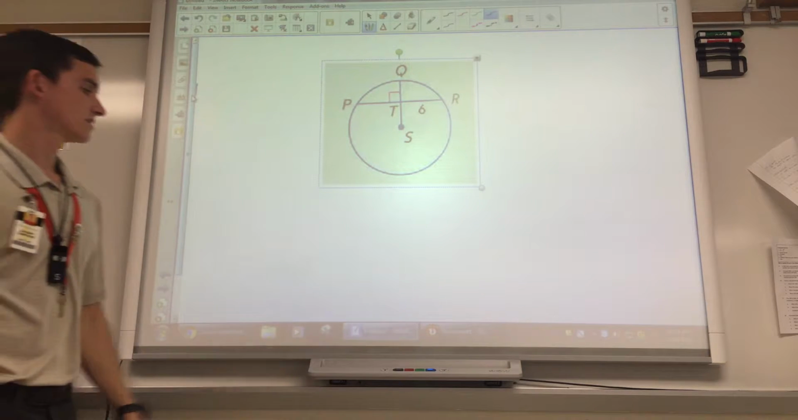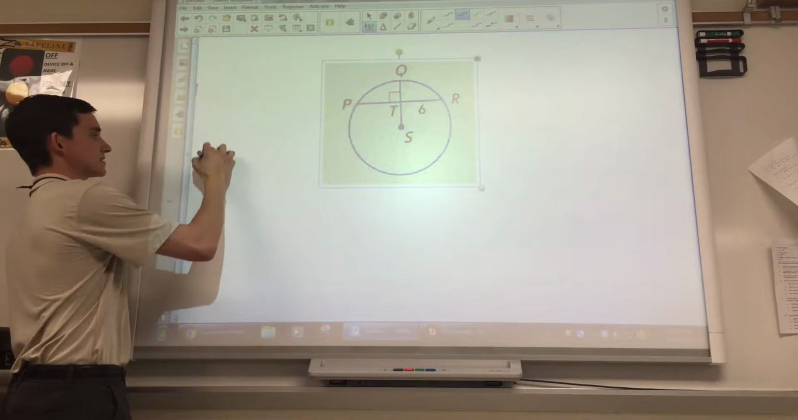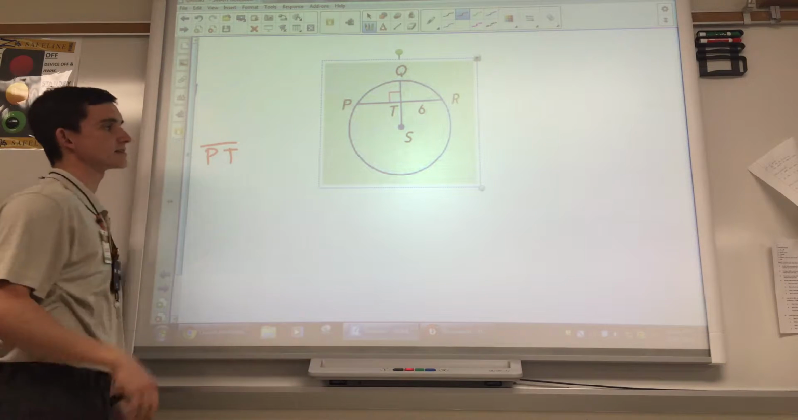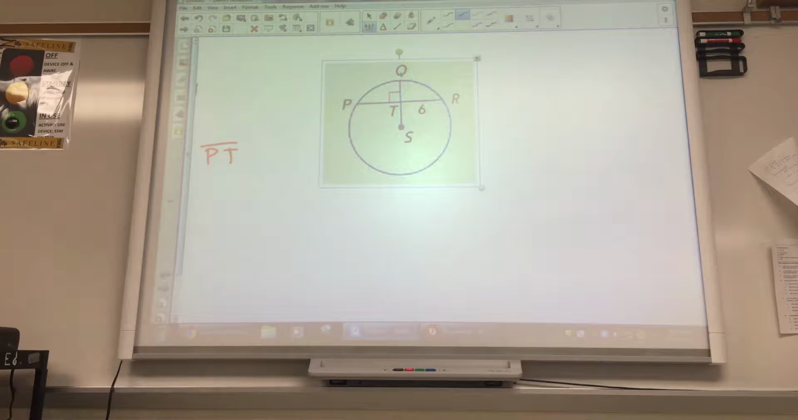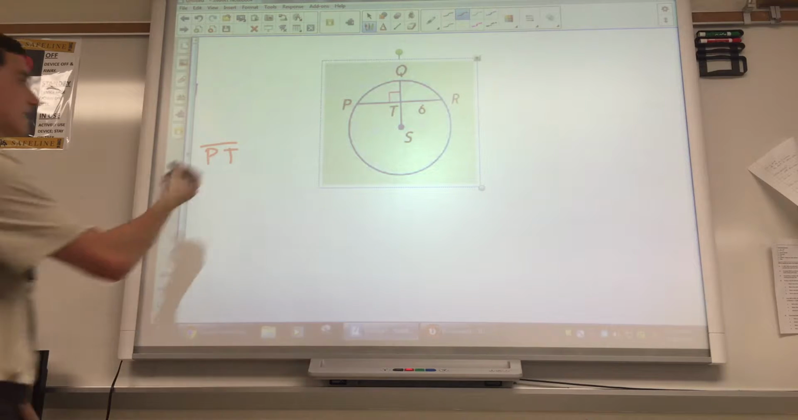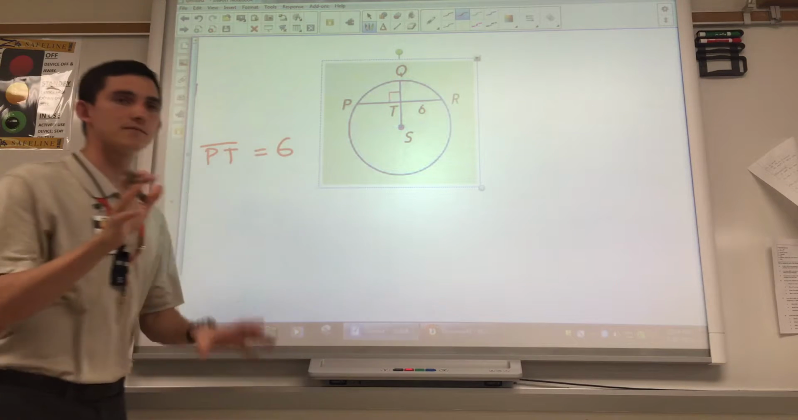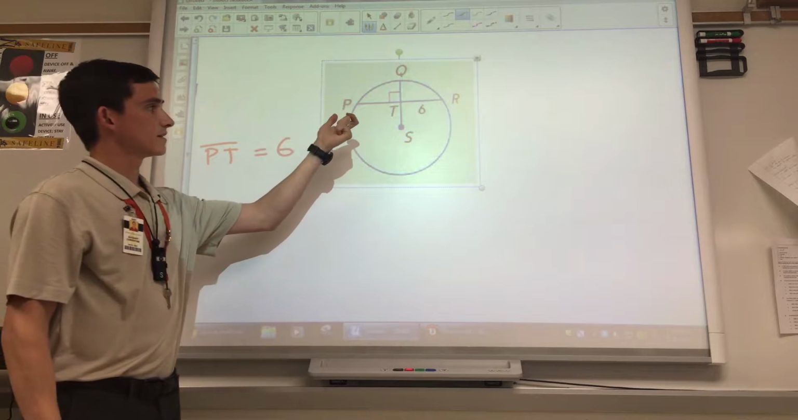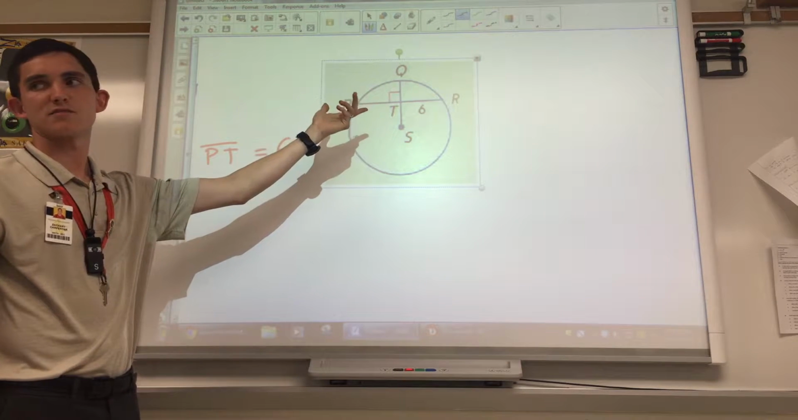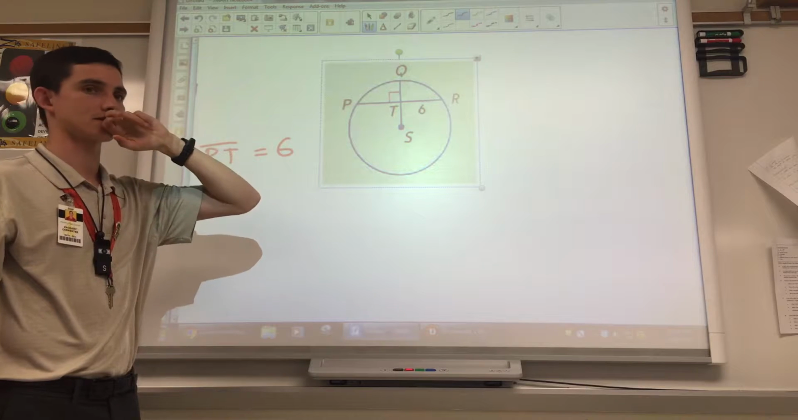All right, so if I were to ask you what's the distance from P to T on this, what would you be able to tell me? It's 6, and again, that just demonstrates what I was saying. You would guess that it's 6, right? Just by looking at it. But how do you know that it's 6?